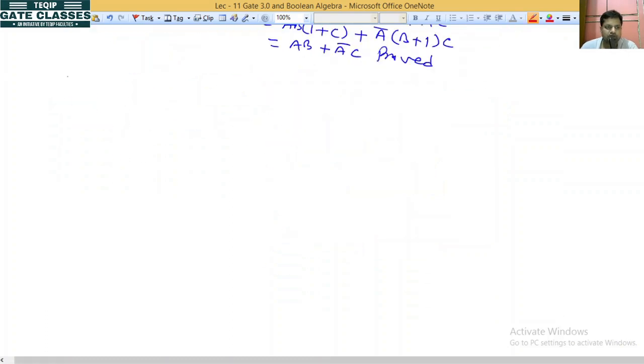If the expression is like this, then also you can apply that formula, that is a bar plus b, a plus c and b plus c. If our function is this, then also you can apply it in this also.